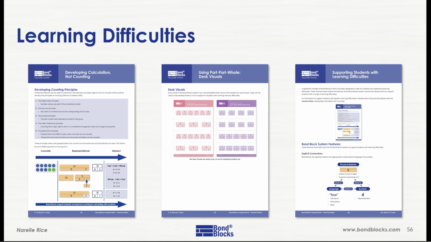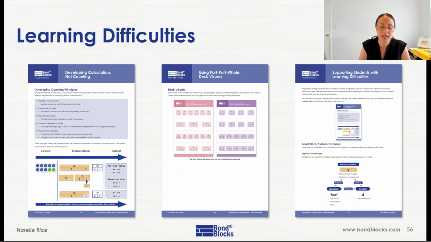The last section of teacher notes that are in there are all about how to support students with learning difficulties. And there's three types of notes. This first one, called Developing Calculation Not Counting, is about students who have a specific learning difficulty in maths or dyscalculia, and what we can do to support them. The second one along is about how to support students who have working memory difficulties. And the third one is about how to support students who have general learning difficulties, not necessarily maths specific ones.